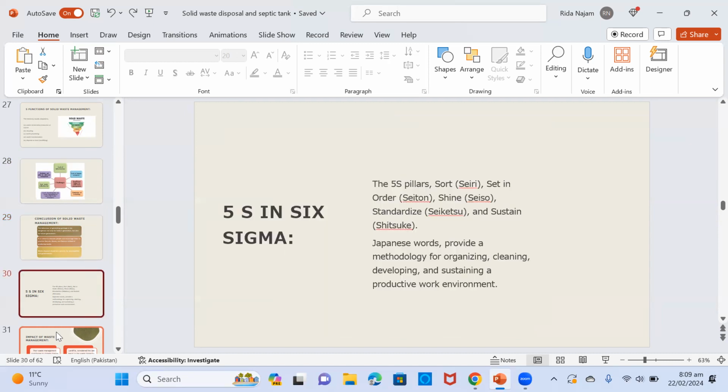5S and Six Sigma. The 5S pillars include sort, set in order, shine, standardize, and sustain. The words in brackets are Japanese words, and they provide a methodology for organizing, cleaning, developing, and sustaining a productive work environment.